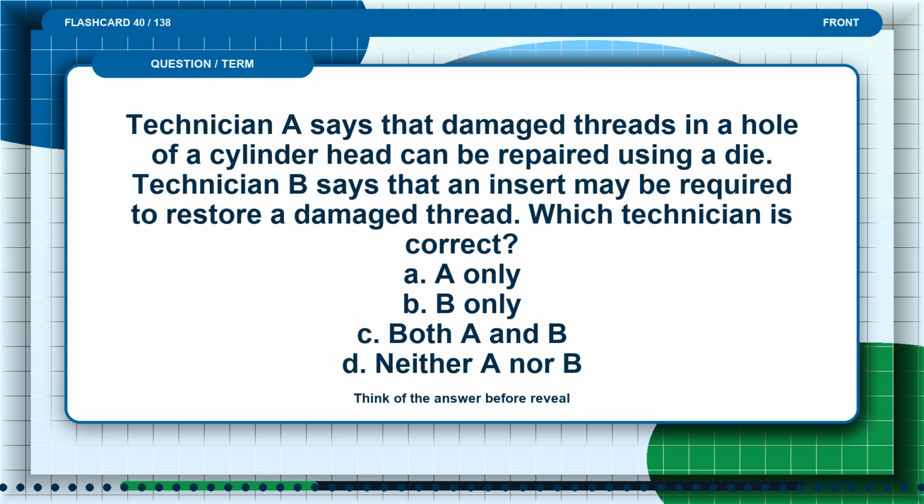Flashcard 40. Technician A says that damaged threads in a hole of a cylinder head can be repaired using a die. Technician B says that an insert may be required to restore a damaged thread. Which technician is correct? A, A only. B, B only. C, both A and B. D, neither A nor B. Pause and think of the answer before the reveal.